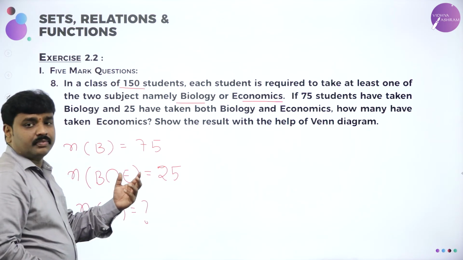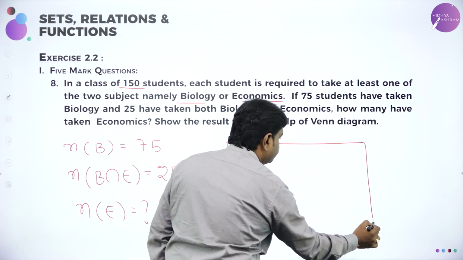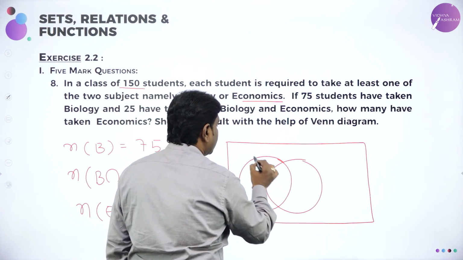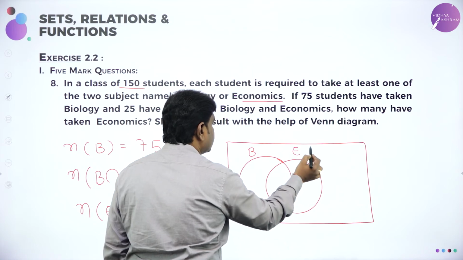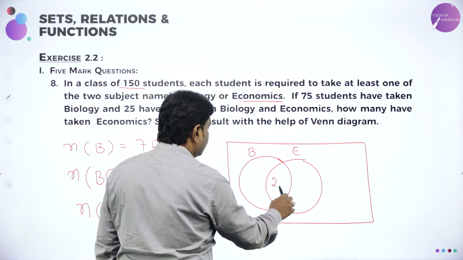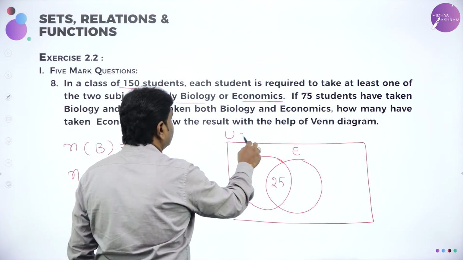So we'll draw the Venn diagram. Two sets. One is biology students, one is economics students. In the intersection, common, we have 25. And total we have 150. Universal set is 150.